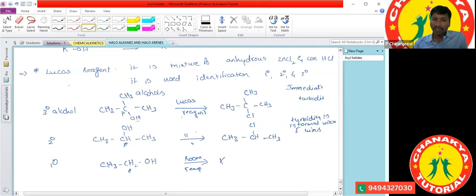When tertiary alcohols are treated with the Lucas reagent, they form a tertiary alkyl halide. When secondary alcohols are treated with the Lucas reagent, they form a secondary alkyl halide. Primary alcohols do not react at room temperature. By changing the reaction conditions to high temperature, they react and form a primary alkyl halide. Now we have the clarity.